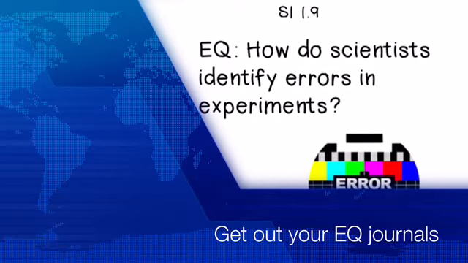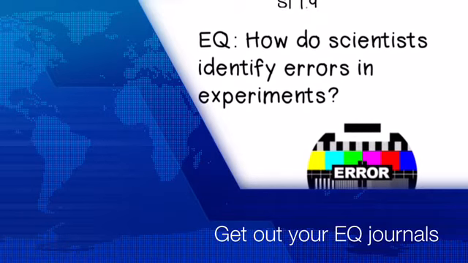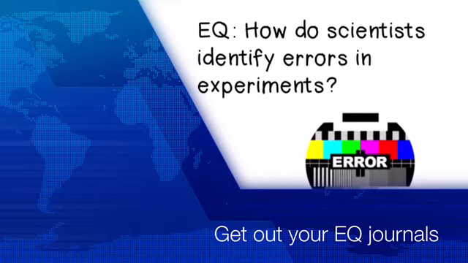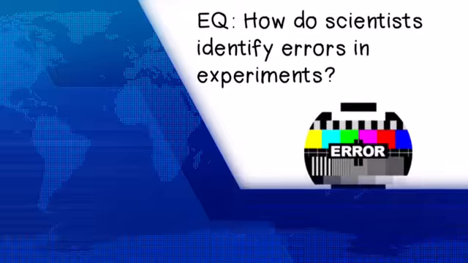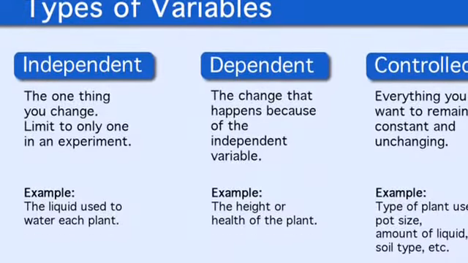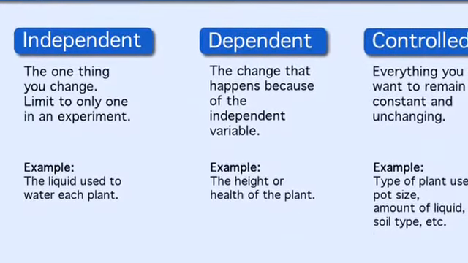Welcome to Science Inquiry 1.9, How do scientists identify errors in experiments? So we're going to take a look at why they occur and how. We've already learned about independent, dependent, and controlled variables.